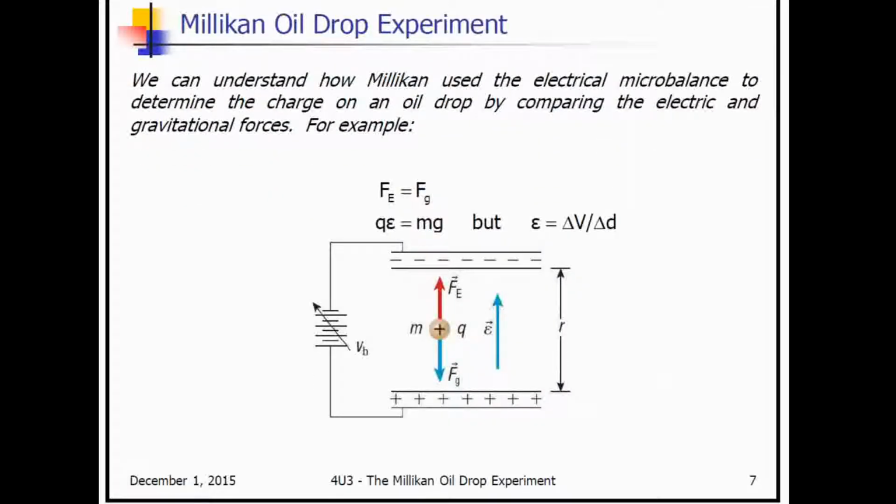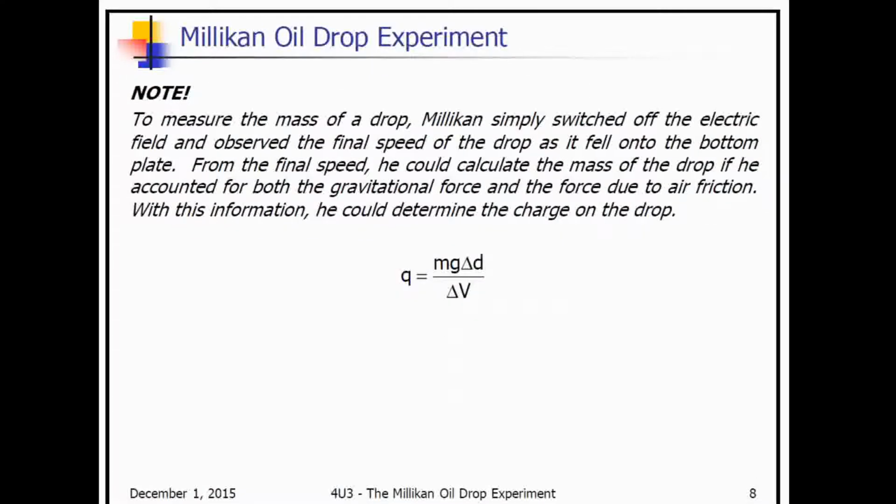So we can understand how Millikan used the electronic microbalance to determine the charge of an oil drop by comparing the electric and gravitational forces. So basically, he sets Fe equal to Fg. Fe is Q epsilon. Fg is mg. He also knows that epsilon is delta V over delta D, so the potential difference divided by the displacement. And he can put these together to create this equation.